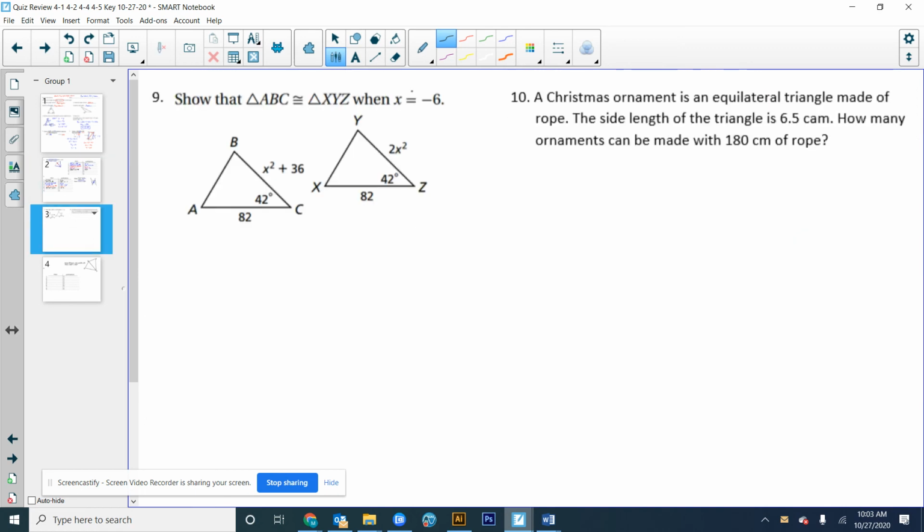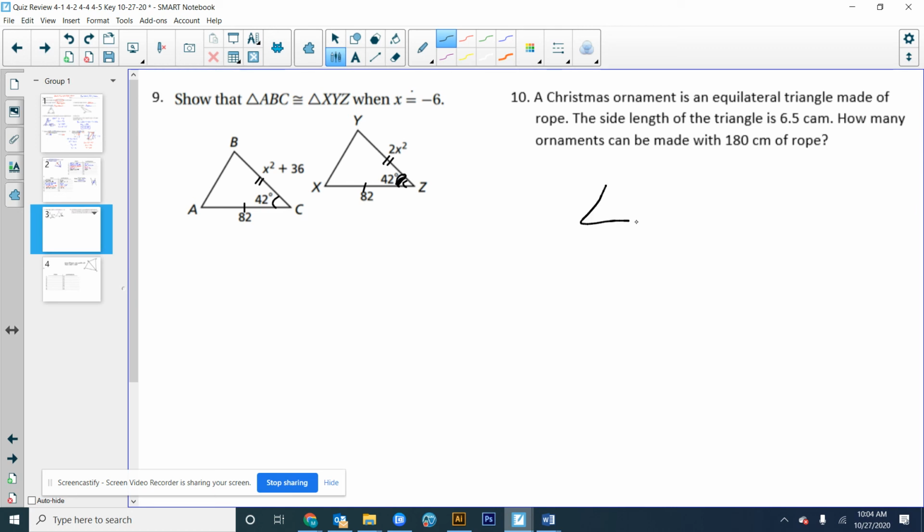I gotta move quick. This is recorded though, so you guys can watch it as many times as you need. All right, when you plug in -6, you're gonna get side, angle, side, congruent to side, angle, side. When you plug in -6, you just have to show your work on that one.